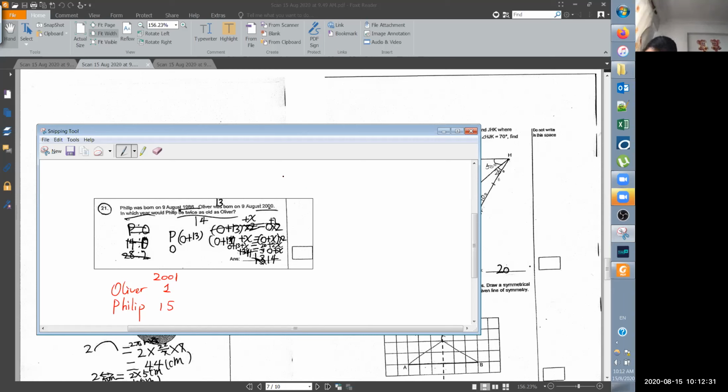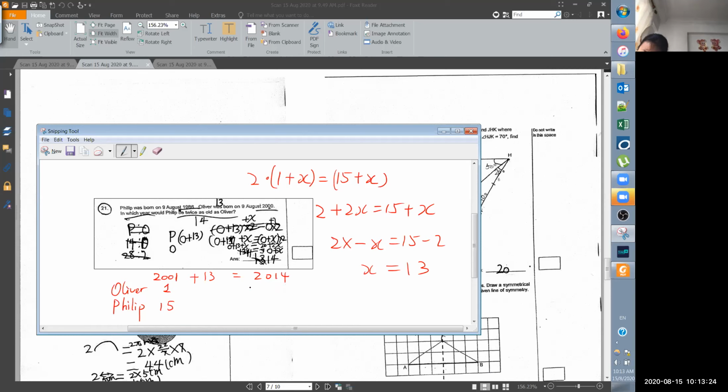In which year would Philip be twice as old as Oliver? What you do is you take 1 plus x, and 15 plus x, and then you can divide by 2, or another way is 2 times bracket 1 plus x equals 15 plus x. Open the bracket: 2 plus 2x equals 15 plus x. So 2x minus x, 15 minus 2, so x equals 13, right? So your 2001, you should plus 13. You get 2014. At 2014, Oliver will be 14, and then Philip will be 28, right?